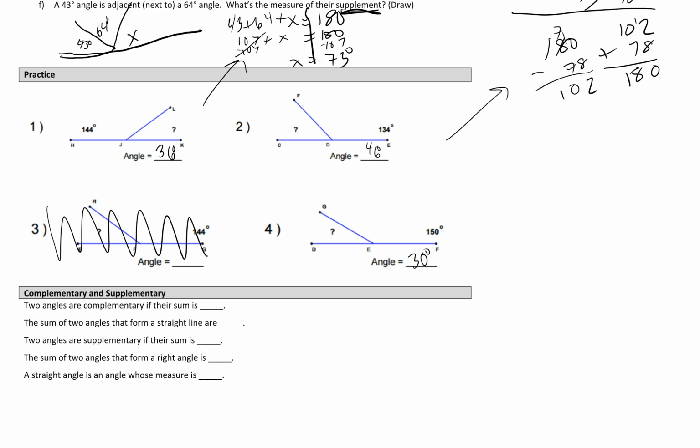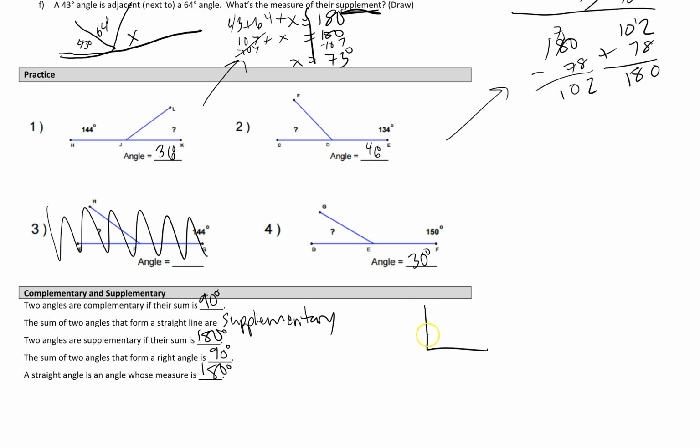And then the last thing we're going to go over in our video is our brief key points. So two angles are complementary if their sum is 90 degrees. I like to think complementary is corner. Corners I know are right angles, which are 90 degrees. The sum of two angles that form a straight line are supplementary, or 180 degrees. Two angles are supplementary if their sum is 180 degrees. And the sum of two angles that form a right angle is 90 degrees. And a straight angle is an angle whose measure is 180 degrees.